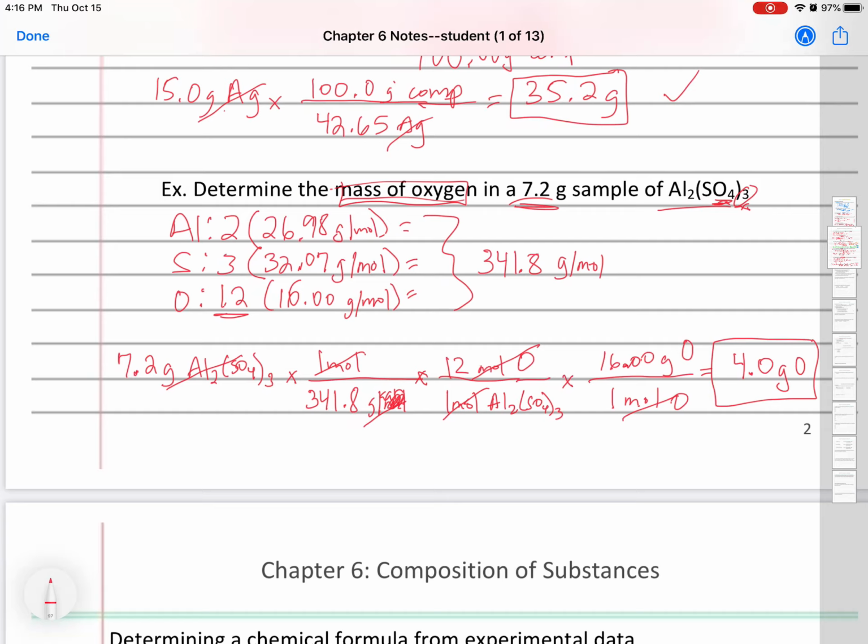Another way to do this, and this is going to be true in chemistry, there's often more than one way to complete a problem. I prefer dimensional analysis because I'm good at it and I like dimensional analysis. But another way to do this is to use the percent mass. So I'm going to actually total this. 12 times 16.